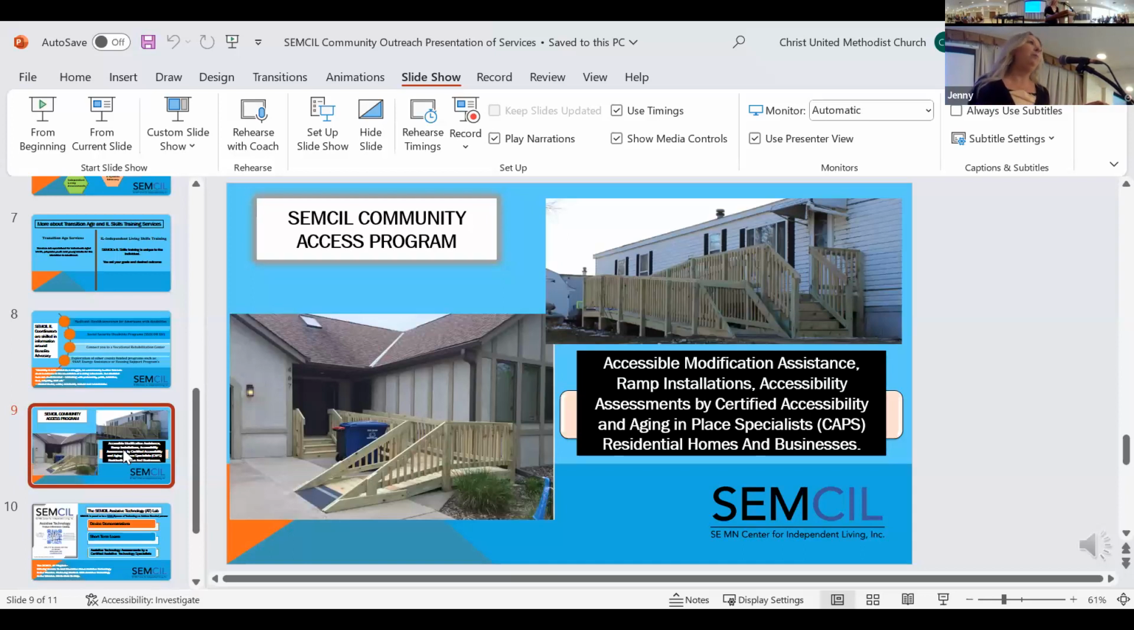We have a ramp program. Our SEMCIL ramp team builds ramps. We have wooden ramps and metal ramps, which of course cost money, but we build them to ADA specifications. We do a lot of ramps in the 11 counties that we serve. So if a person is interested in a ramp, what that would look like, how much it's going to cost, we're happy to come out, evaluate for that, and give you some information and some pricing. Whether it's happening now or 5 years from now, if you just need that information, we're happy to provide it for you.